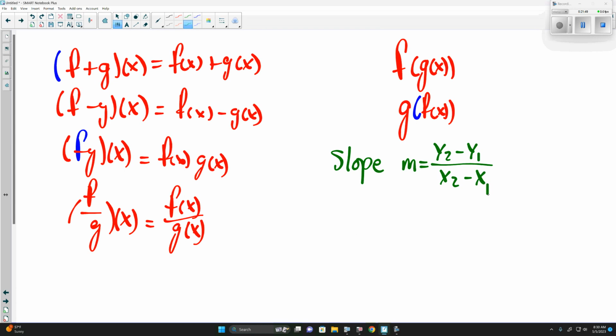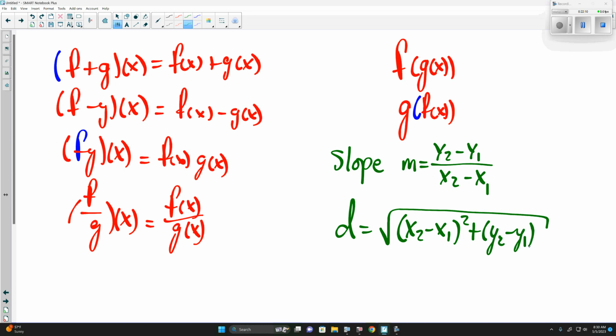I'm going to write it down here. I know that most of y'all, I don't think you need a reminder of what the slope formula is: y2 minus y1 over x2 minus x1. Change in y over change in x. Or distance: square root of x2 minus x1 squared plus y2 minus y1 squared. And with the distance formula, just make sure the x values are together, y values together. We'll get the distance formula.